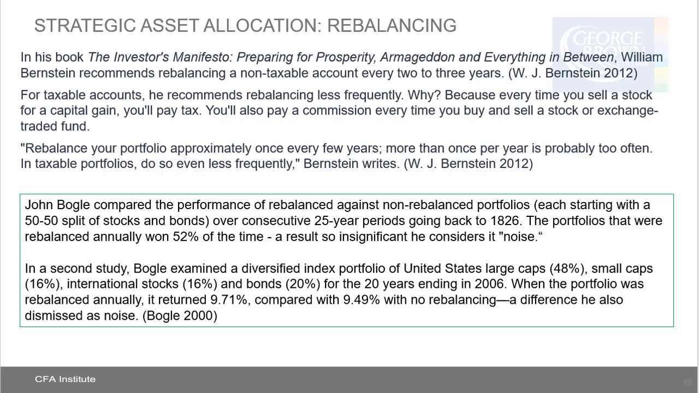In a second study, Bogle examined a diversified index portfolio of United States large caps 48%, small caps 16%, international stocks 16%, bonds 20% for the 20 years ending in 2006. When the portfolio was rebalanced annually, it returned 9.71%, compared with 9.49% with no rebalancing, a difference he also dismissed as noise. Okay, so there's some more on rebalancing.